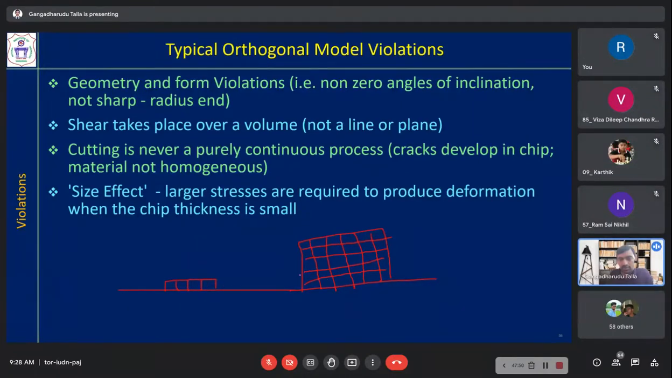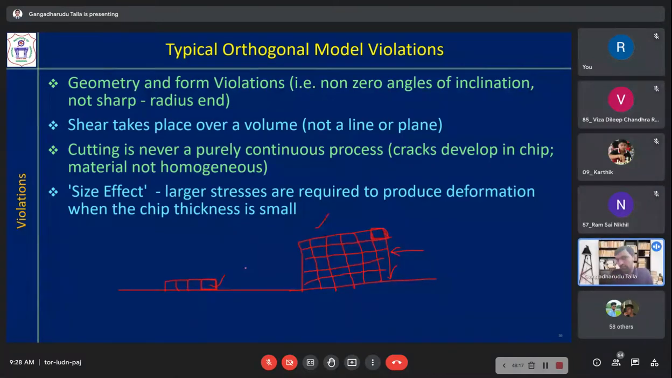So this unit area here and this unit area are the same. But this is a larger volume, and this is a small one. So if you want to remove this material with less force per unit volume, you can remove this quantity when the size is large. When the size is small, for the same unit volume removal, you have to exert more force.